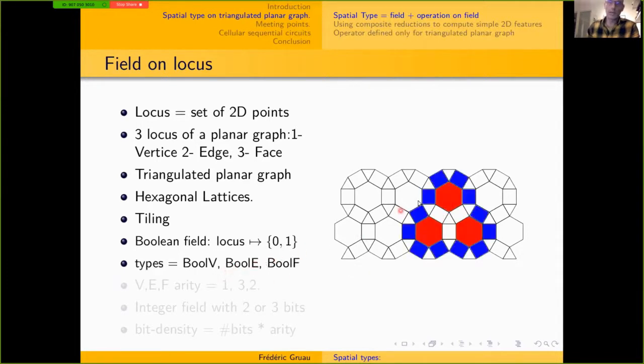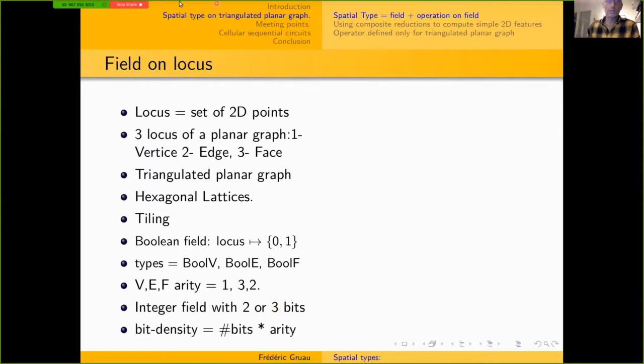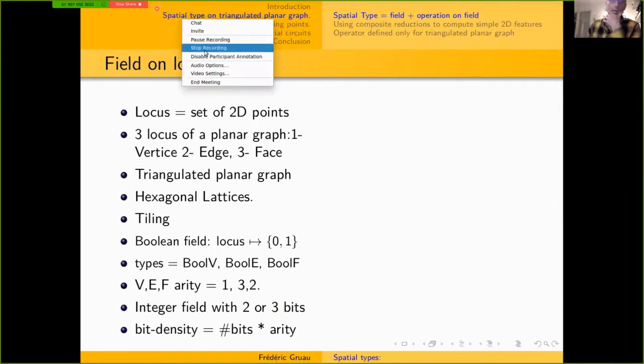We also consider an edge Boolean field, which is a kind of frontier here, and a face Boolean field, which is the inside face of these little blobs. The Boolean fields have an arity, which is 1 for vertex, 3 for edge, because there are 3 times more edges, 2 for face, because there are 2 times more faces. We also consider integer fields with only 2 or 3 bits, and the bit density of the integer field will be defined as the number of bits, 2 or 3, multiplied by the arity.